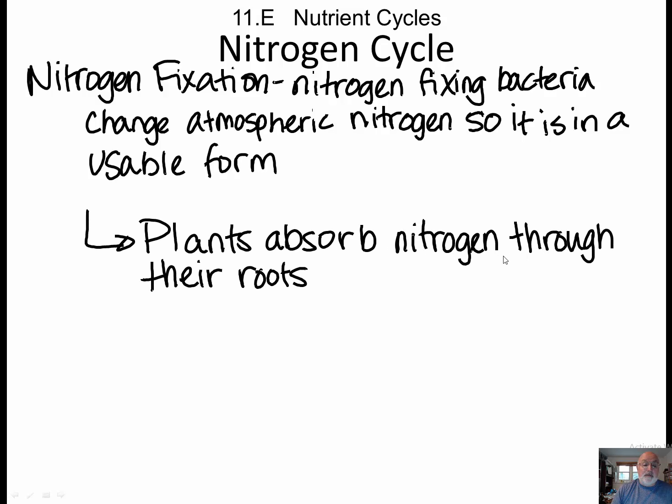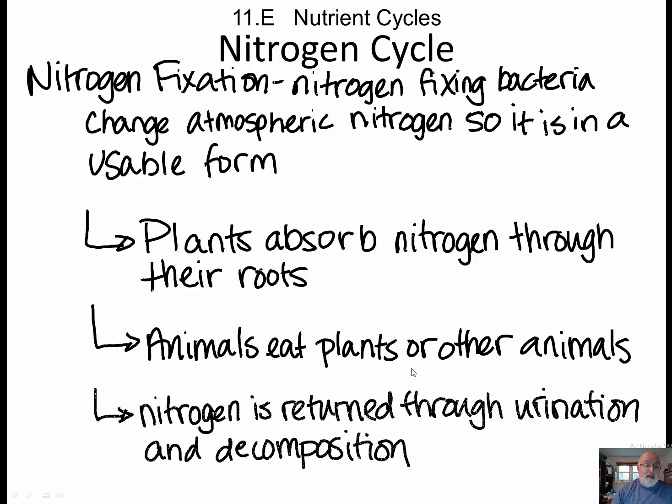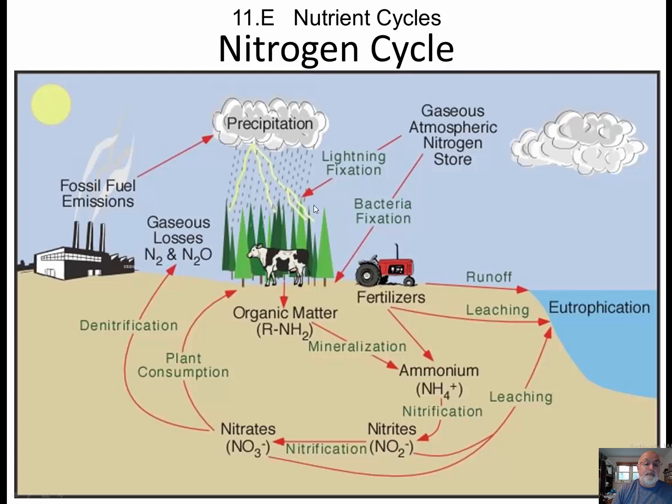Plants absorb the nitrogen right from the soil using their roots. Animals get it by eating the plants. They get their nitrogen from eating, and nitrogen is returned to the atmosphere during urination, and then decomposition by the nitrogen defixation bacteria, and it'll turn it back into nitrogen, molecular nitrogen, N2, which is actually the stuff that makes up most of the air that you're breathing.